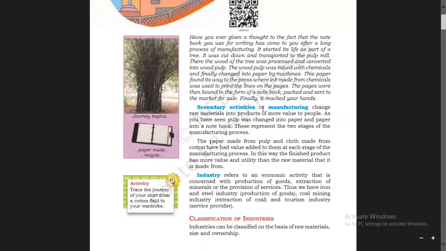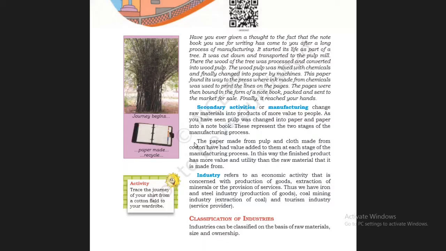Secondary activities or manufacturing change raw materials into products of more value to people. As you have seen, pulp was changed into paper and paper into a notebook. These represent the two stages of the manufacturing process. Here, secondary activities or manufacturing change raw materials into products of more value to people. When it is manufactured, it changes raw materials into products that are more useful, or have more value to the people.